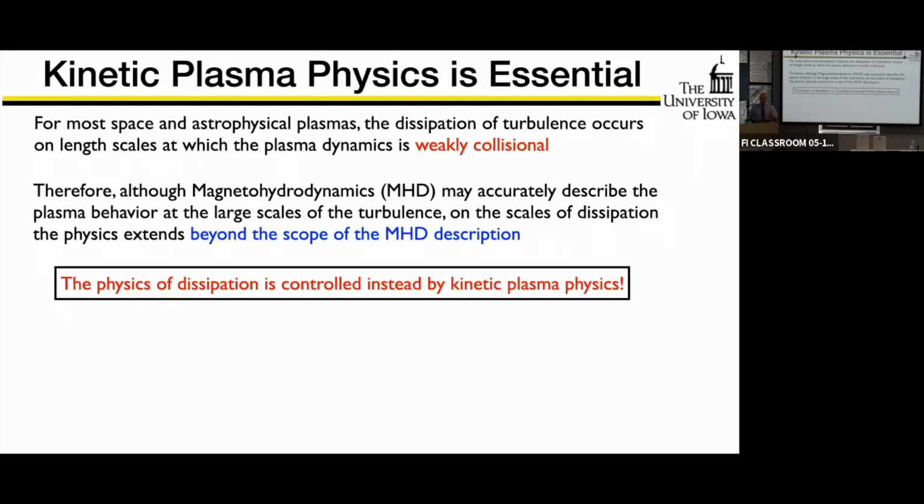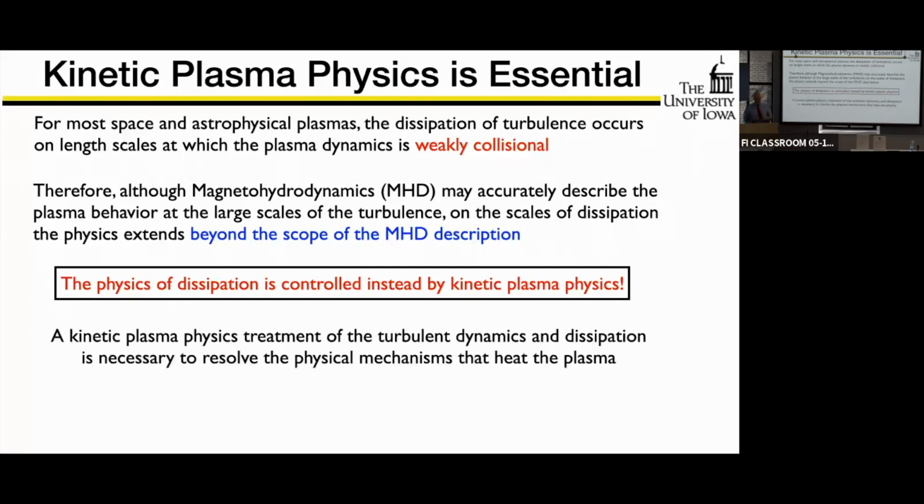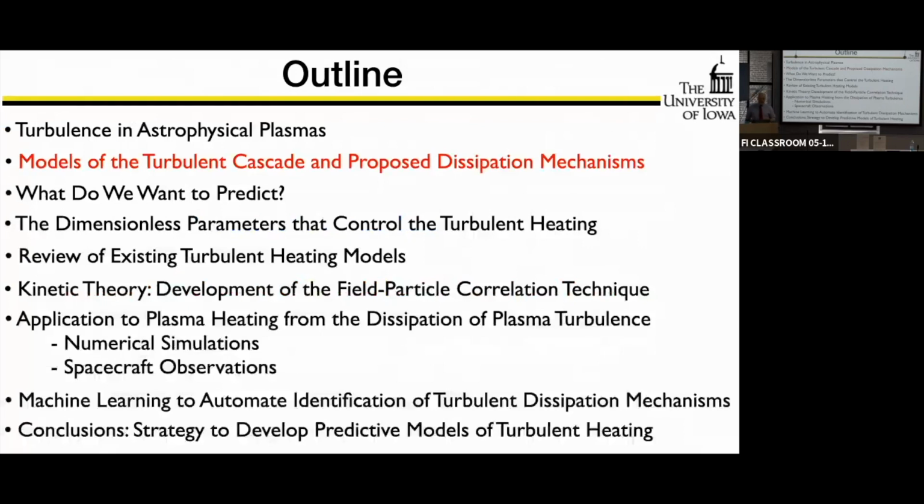So the physics of dissipation is controlled instead by kinetic plasma physics. We need a kinetic treatment of the turbulent dynamics and its dissipation to resolve the actual physical mechanisms that remove energy from the turbulence and transfer it to the plasma, either the ions or the electrons. So let's turn to models of the turbulent cascade and the proposed mechanisms of dissipation.